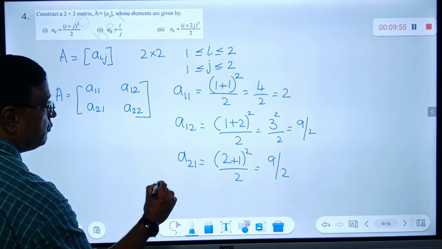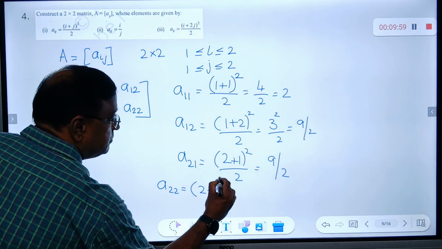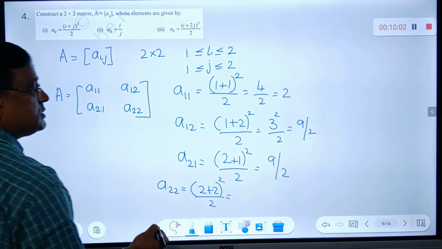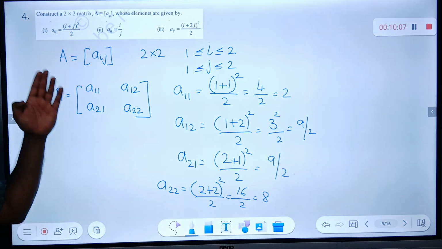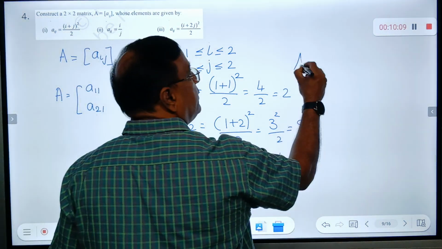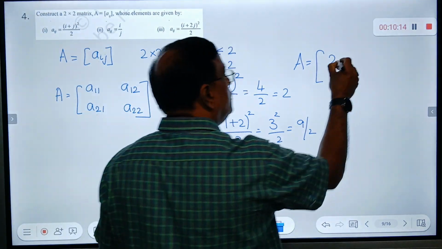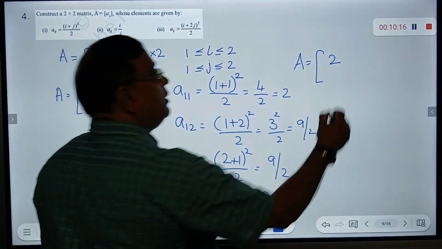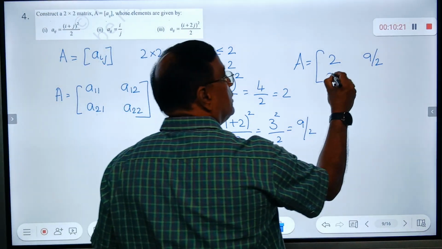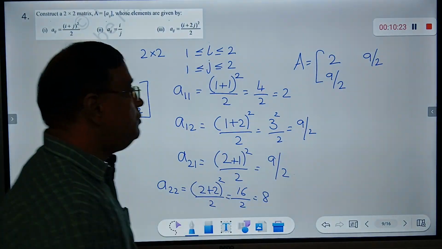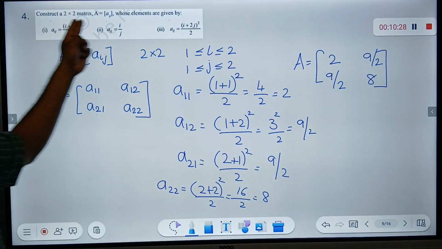Now finally, I want to find A22. What is A22? i is 2, j is 2, which is 4 square is 16. 16 by 2 is 8. Now you have calculated all the elements. Now what is matrix A then? A11 is 2. A12 is 9 by 2. A21 is 9 by 2. A22 is 8. You see, you are able to construct a matrix.